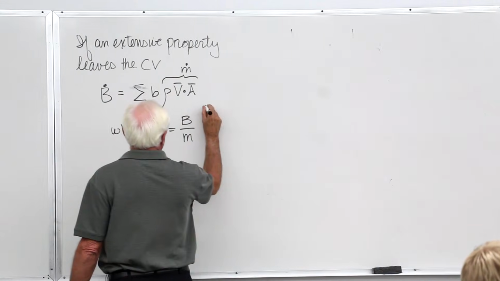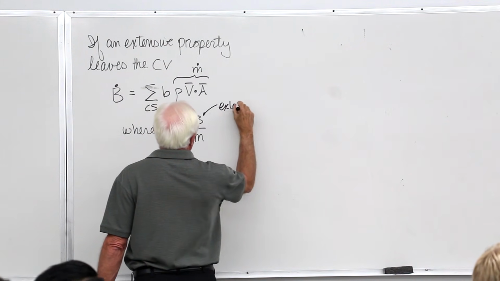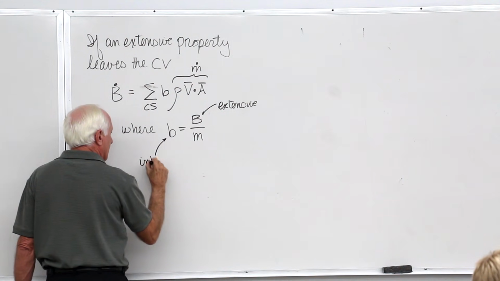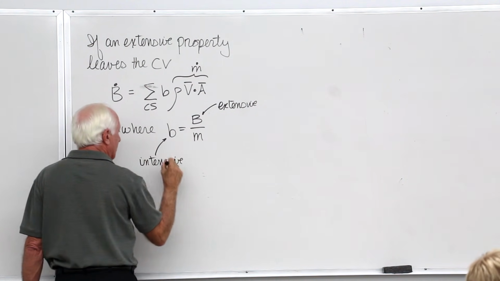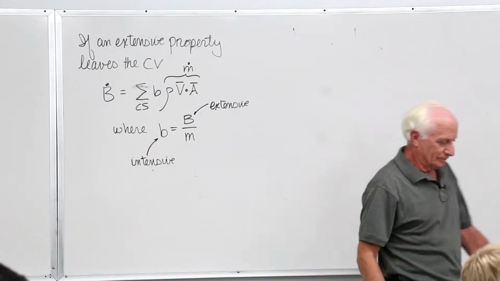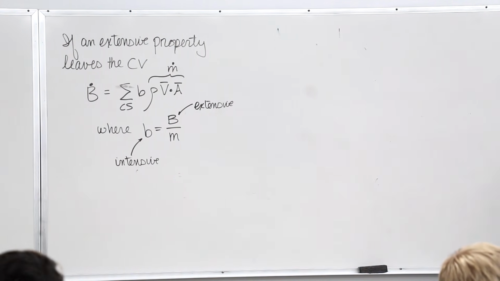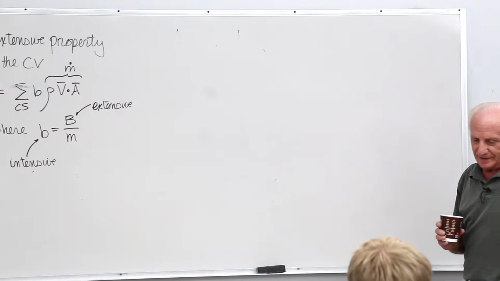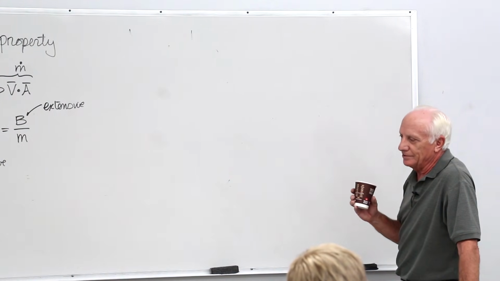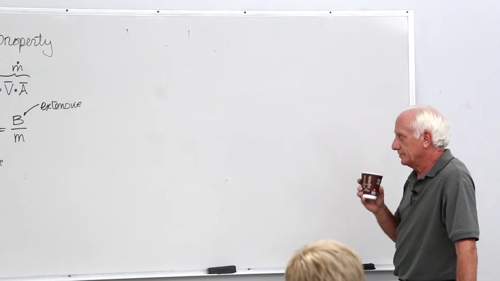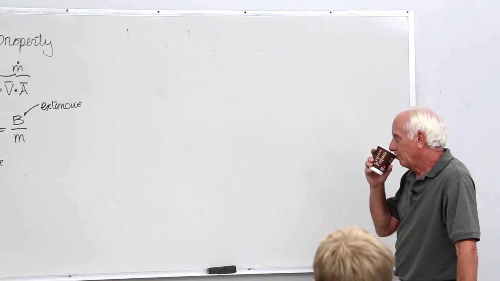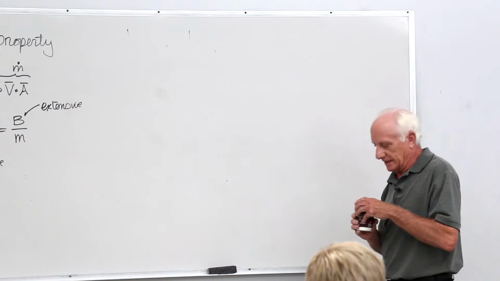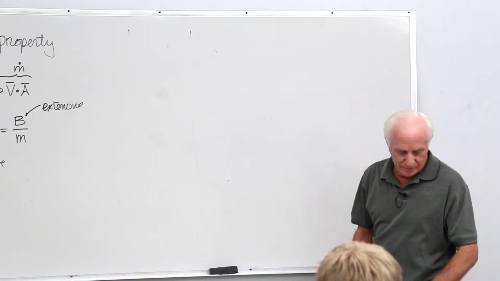Capital B is extensive. Little b is intensive. So let's just, for the sake of giving it some kind of name, let's say capital B is energy in SI joules. Little b is then joules per kilogram. Okay, so that's what we mean by that.